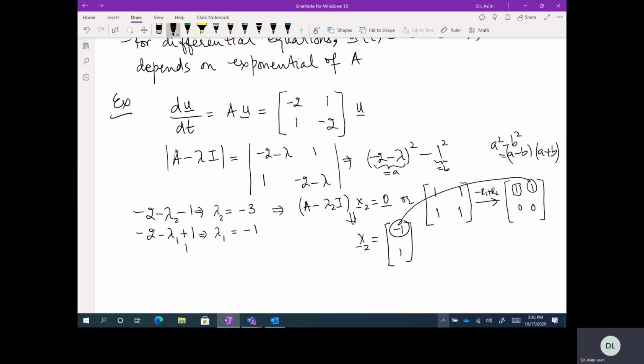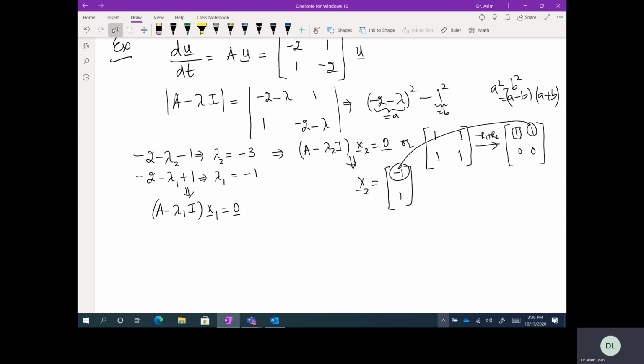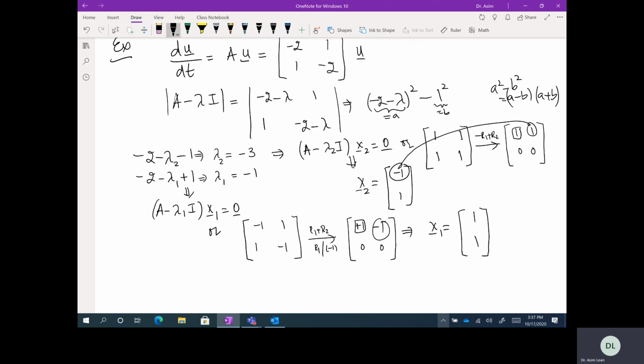Okay, and what about this one? A minus lambda 1 I into x1 equals 0, or minus 2 plus 1 is minus 1, 1, 1, minus 2 plus 1 is minus 1. Again, I do row 1 plus row 2, and I have minus 1, 1, 0, 0. Then I do row 1 divided by minus 1, so I put a minus here and a plus here. This is a pivot, just like the other, and this implies x1 equals 1, 1.